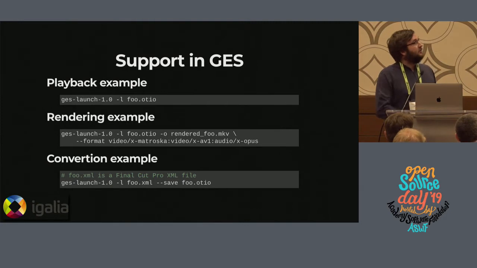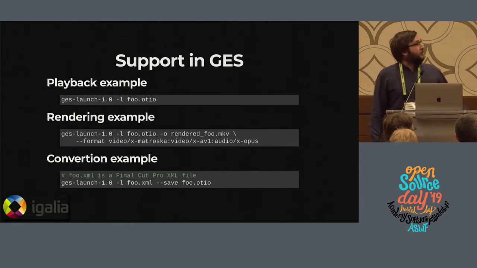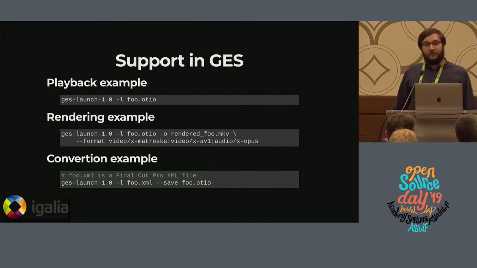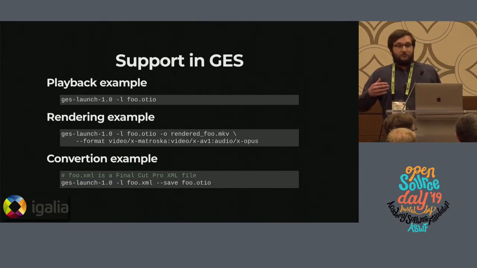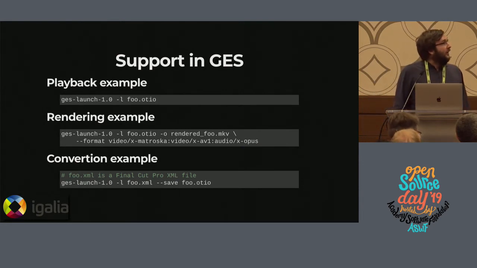I mean, yeah, just a description of the timeline we just supported. Then you can render that in the format you want. So here in the second example, we just load the foo.audio file, OTIO, and we render it to a rendered foo.mkv, and we specify the format. Like we say, okay, we want that to be in Matroska with AV1 video codec and Opus as an audio codec. So that just renders the timelines described by the foo.audio file.